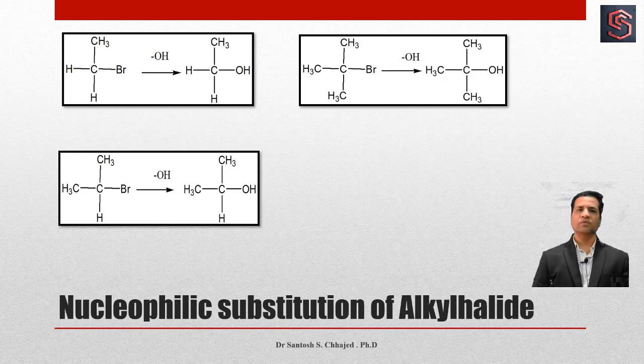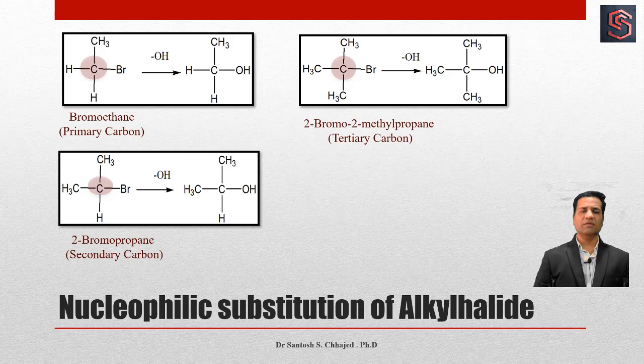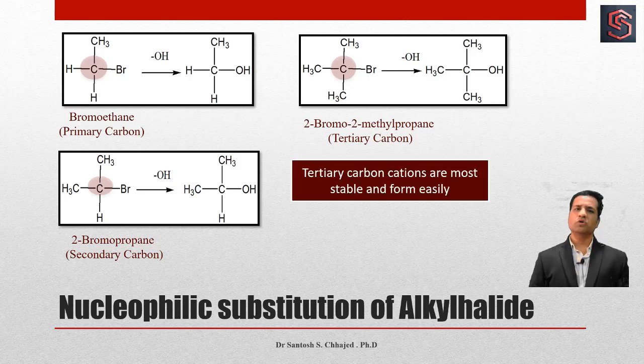There are three different types of alkyl halides: primary, secondary and tertiary alkyl halide. In the first case, bromoethane, a primary carbon is present, and on the action of either NaOH or KOH, formation of the corresponding alcohol takes place. 2-bromopropane is a secondary alkyl halide which also reacts with NaOH to form the corresponding alcohol. And lastly, 2-bromo-2-methylpropane converts to the corresponding alcohol by the action of OH.